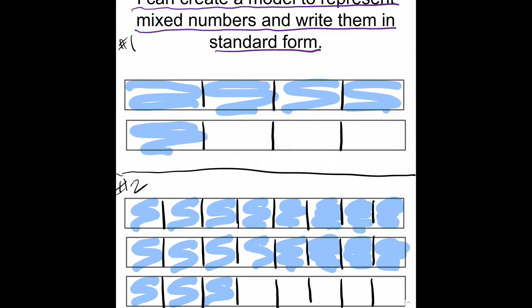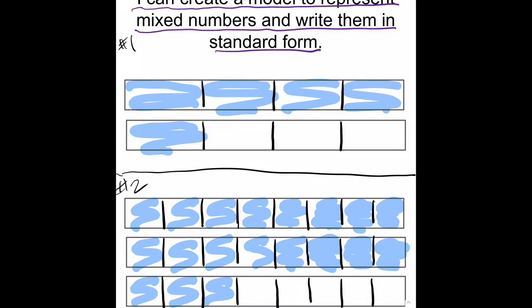Okay, a model in math is simply a picture or some other representation of a math problem. So for example, number 1 and number 2, these pictures are models. They're models representing mixed numbers and improper fractions. Okay, so let's look at number 1.